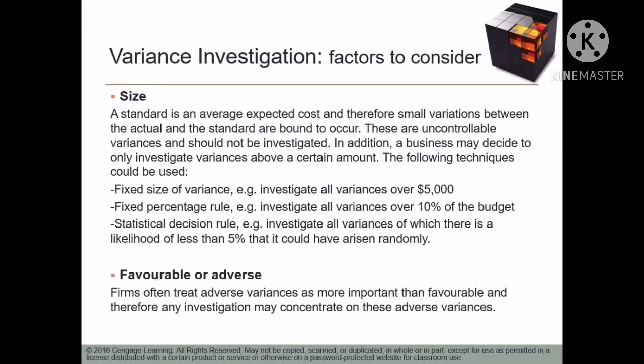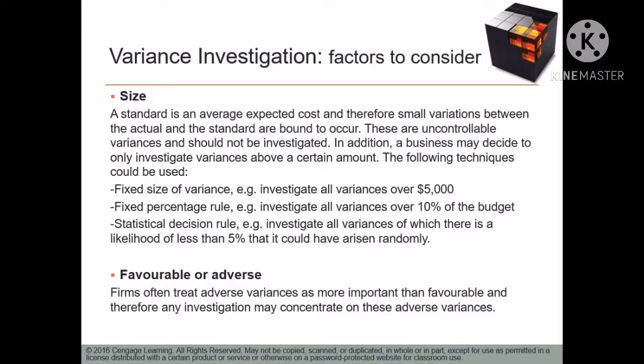First one, fixed size of variance: investigate all variances over $5,000. And then fixed percentage rule: investigate all variances over 10% of the budget. Or statistical decision rule: investigate all variances for which there is a likelihood of less than 5% that they could have arisen randomly. Second one is favorable or adverse.